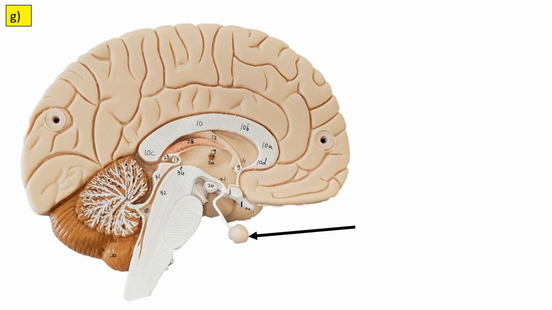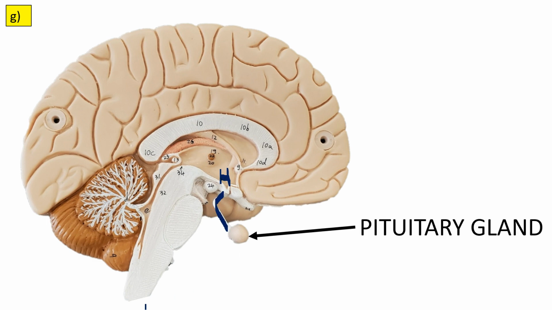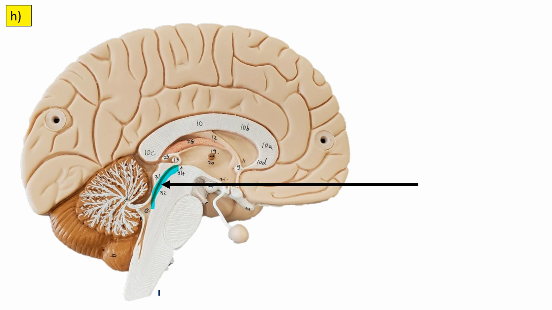Now, this structure that is connected to the hypothalamus by this little stalk, that's the infundibulum. You don't have to know that. But the structure that hangs at the end of that stalk is the pituitary gland. Now, it's really not part of the brain. It is communicating with the hypothalamus part of the brain. The pituitary gland is actually part of your endocrine system.